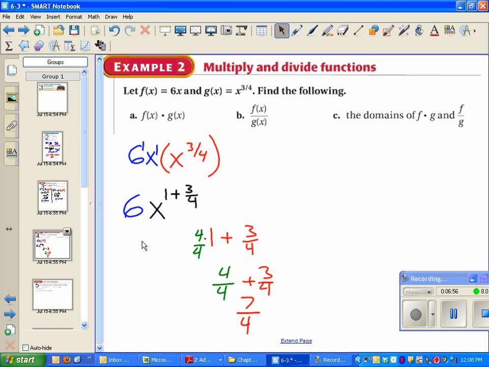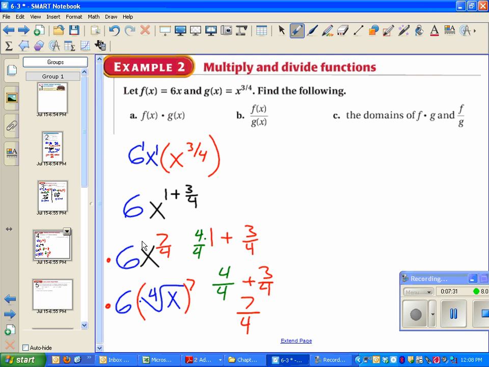Okay. So I still have my 6. And then I have my base of x with my new exponent. 1 plus 3/4 is going to be 7/4. Okay. And you can also rewrite that as 6 times the 4th root of x, and then the 4th root of x is raised to the 7th power. So this and this are equivalent, right? That's going to help us with finding the domain later.